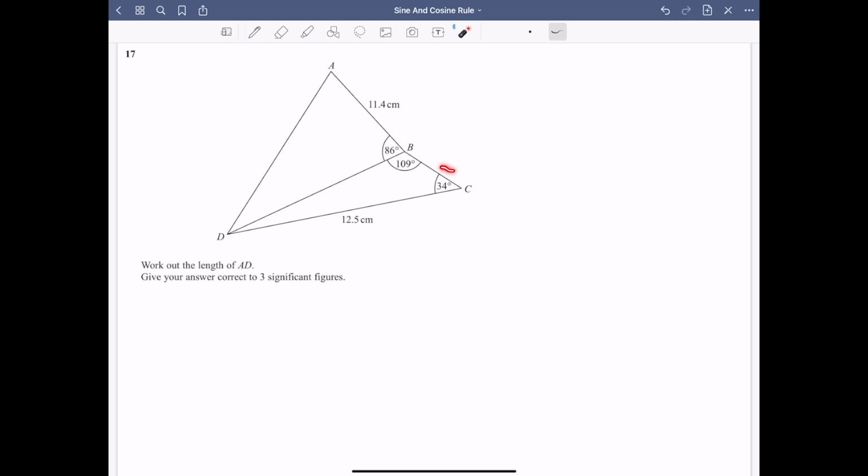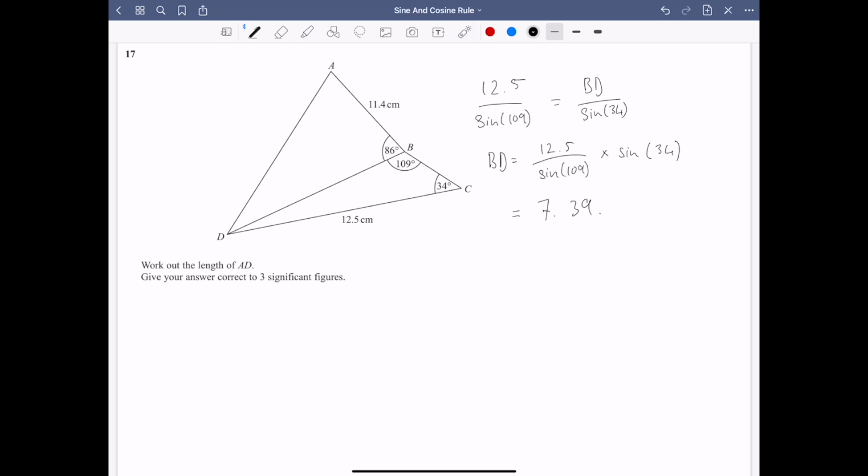And looking here, we've got these two angles, and we've got the opposite side to this angle, which means we can use the sine rule. We know that 12.5 over sine 109 is equal to BD over sine of 34, which means that BD is equal to 12.5 over sine 109 times sine 34. And if you put that into a calculator, you'll see that this is roughly equal to 7.39.